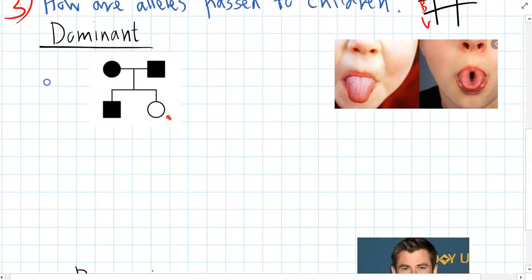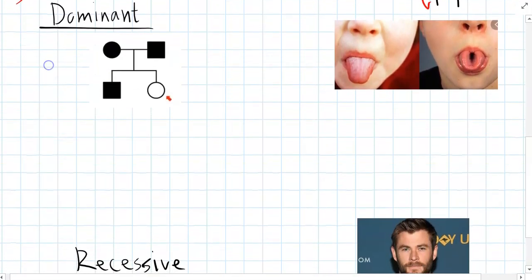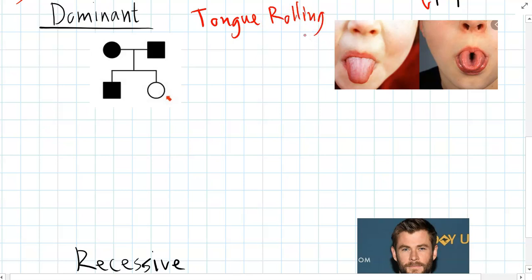Let's look at two examples of some genes now and use the pedigree to prove if they're dominant or recessive. So our first trait is tongue rolling. For this example, we know it's dominant already, but in the future, you won't know, and that's the whole point of these questions. You'll need to figure out if it's dominant or recessive.